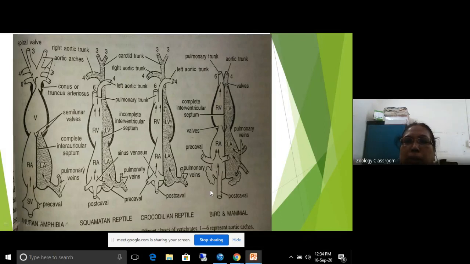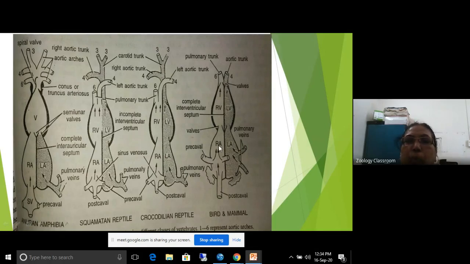So the blood collected by the precaval and postcaval veins opens into the right auricle. This opens into the right ventricle. From the right ventricle, blood is carried towards the pulmonary trunk for purification. In the left auricle, at the opening of the pulmonary veins, the blood is pure. Then it is transferred towards the left ventricle. From this left ventricle, blood is collected by the aortic trunk and supplied to all body parts.